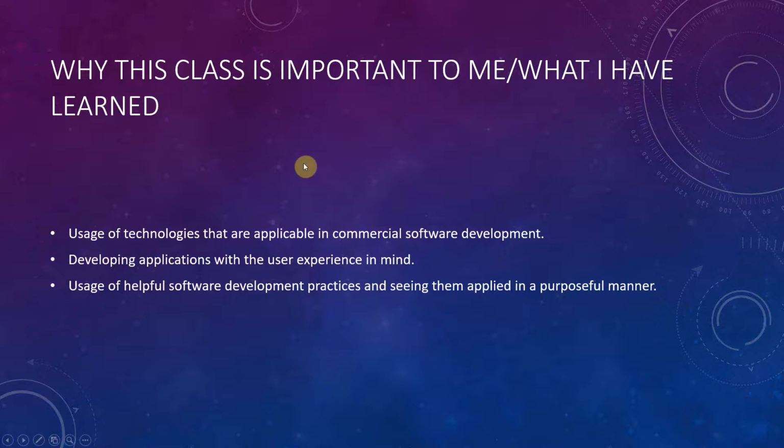And the last thing that I think is super beneficial, and I'm really happy that I got to experience this in this course, is that I got to use helpful software development practices that I've learned before, and I've seen them applied in a purposeful manner. So we come up with UML class diagrams, a prototype, an idea, a sketch of the UI, and a sketch of the MVC architecture. And these are things that I've learned throughout being a computer science major.